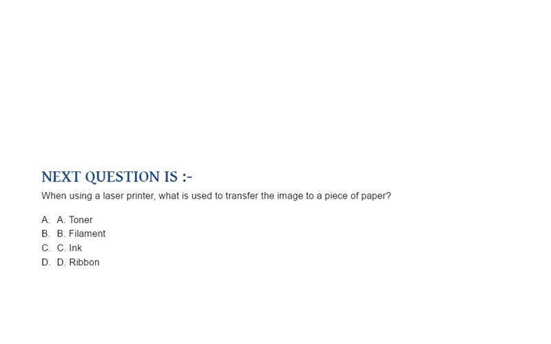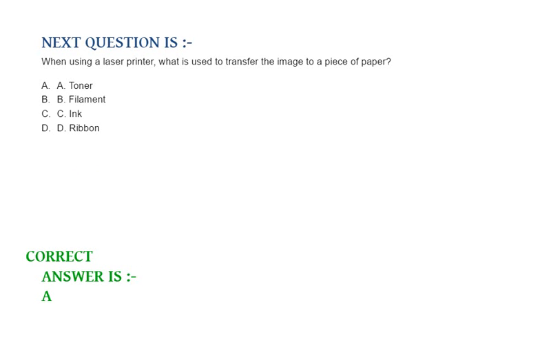Next question is, when using a laser printer, what is used to transfer the image to a piece of paper? Option A, toner. Option B, filament. Option C, ink. Option D, ribbon. Correct answer is option A.